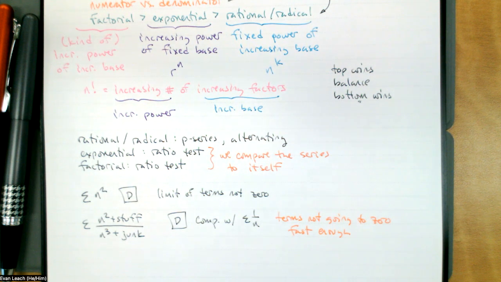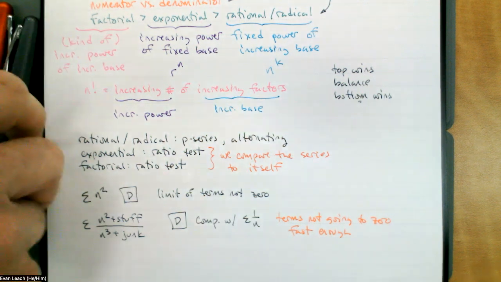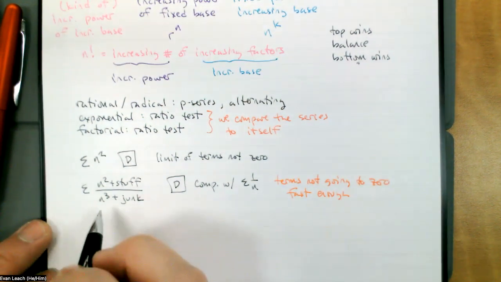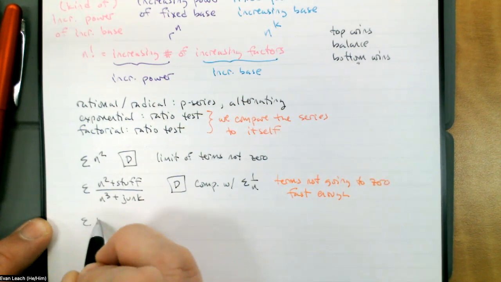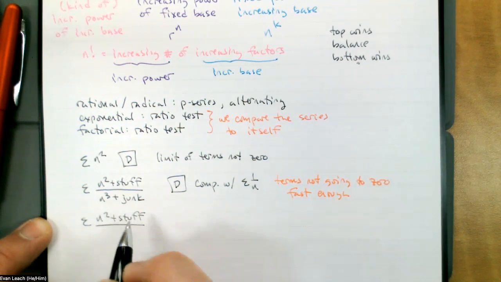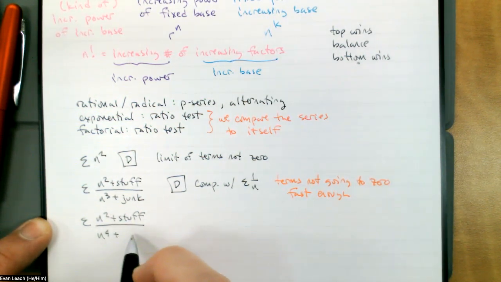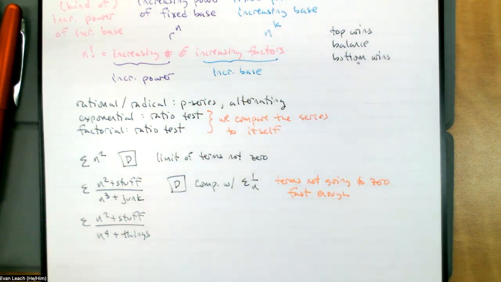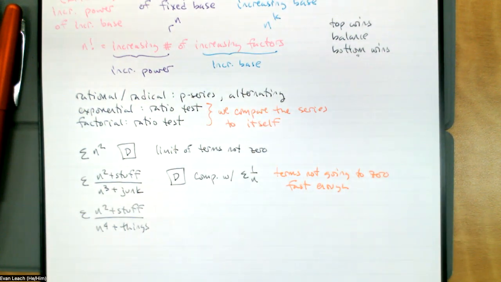In the first one, the terms are just not zero. There was imbalance between the numerator and denominator. Here, there's not enough imbalance in the denominator. Now that we have n squared over n to the fourth, now we have absolute convergence.